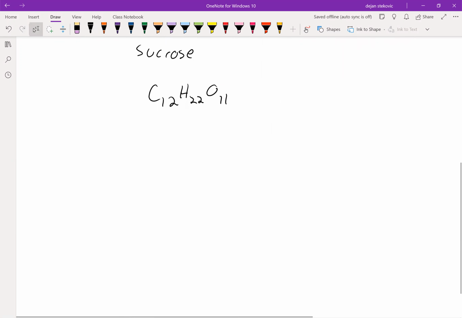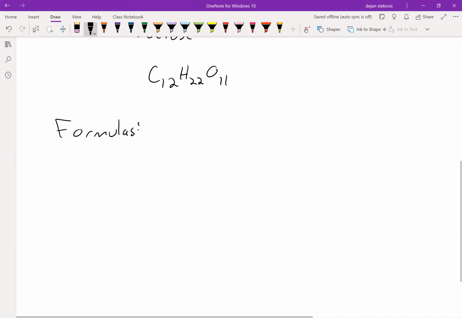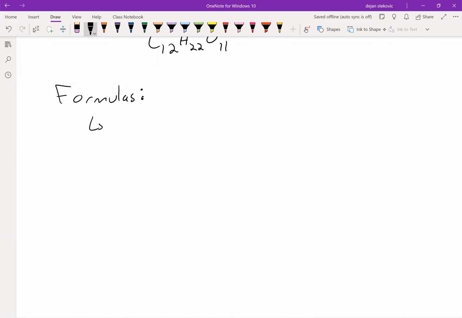In general, we have some kind of baseline rules of how we write formulas to make it a little bit more standardized. So when you have ionic compounds, or metals and nonmetals together, we generally put the metal first. So for example, sodium chloride is NaCl because sodium is the metal, so it goes first. It is not ClNa because that would be putting the metal second.